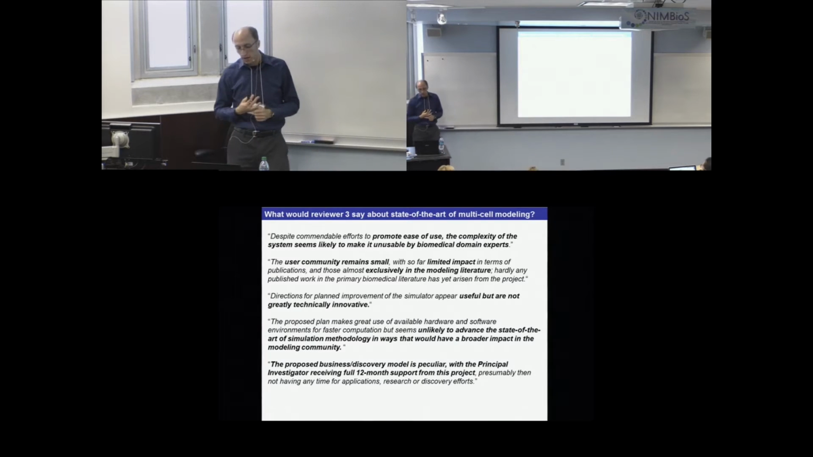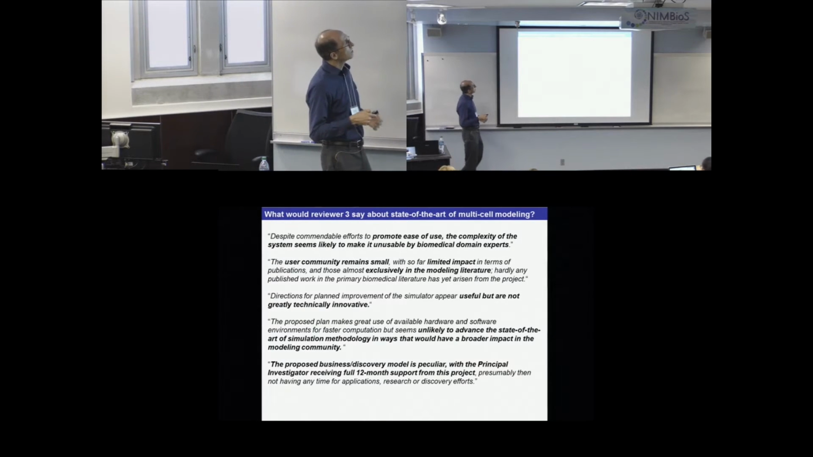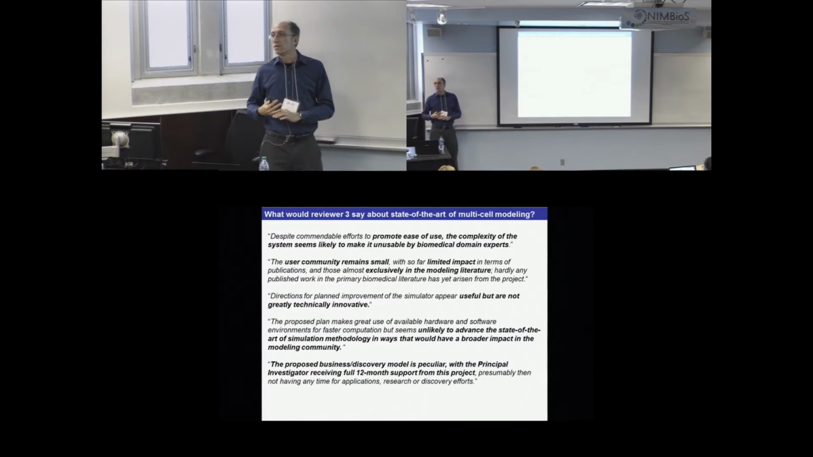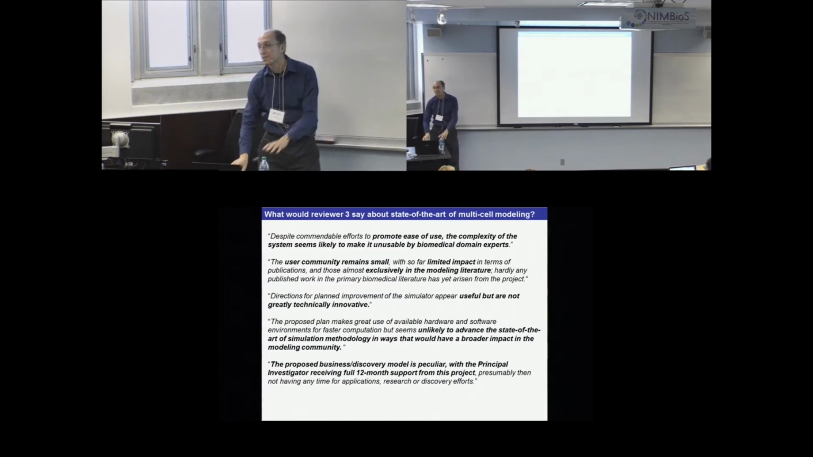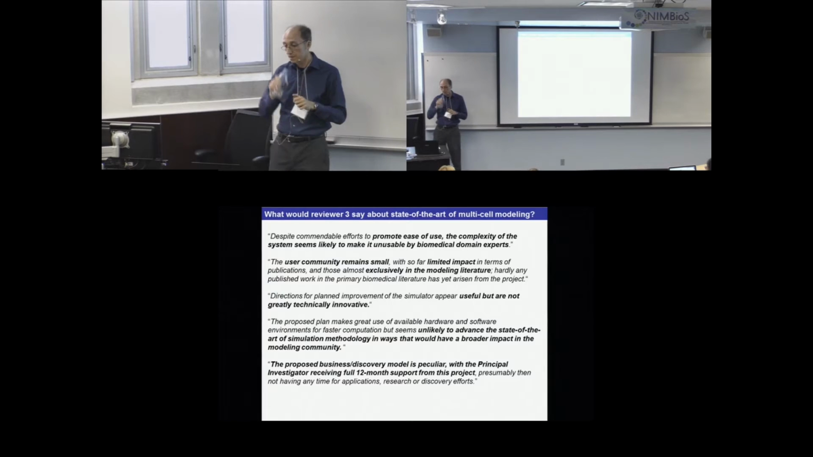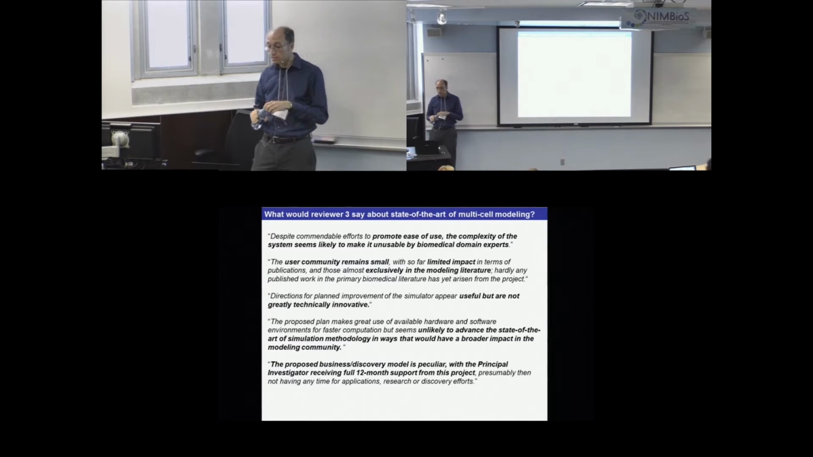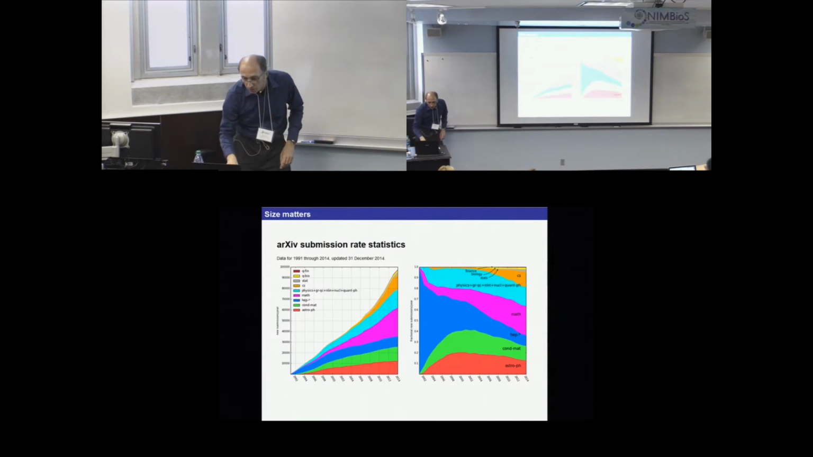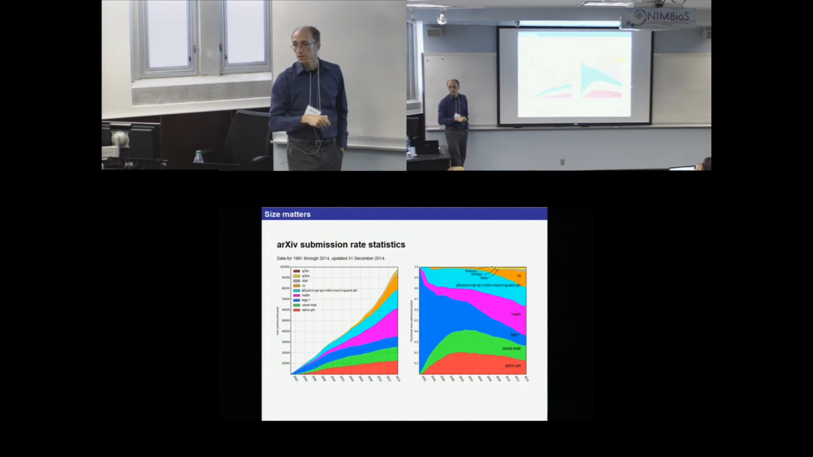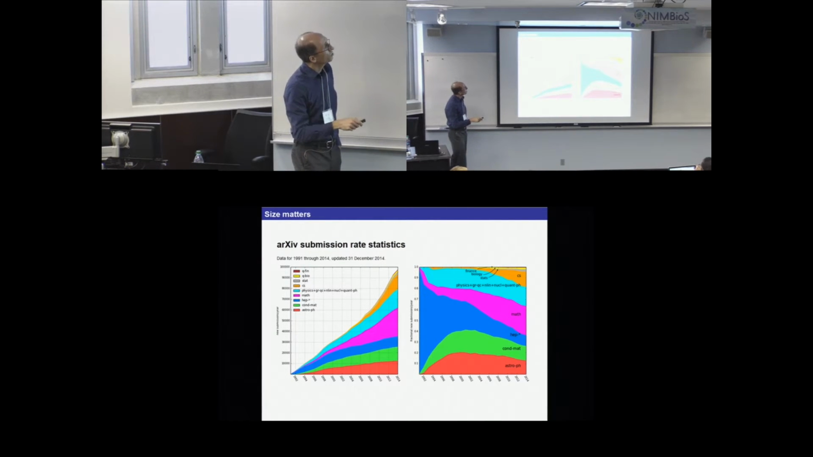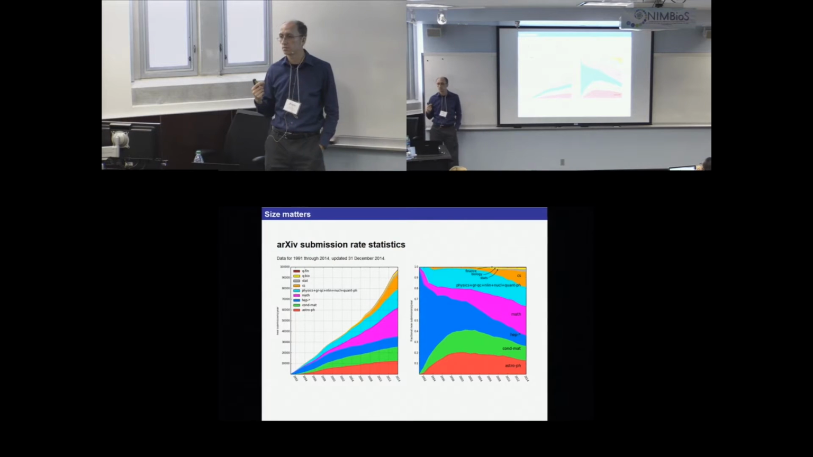CompuCell, we've been around for a while. We organize lots of workshops, and we are still considered very small. But it's true that our community is small, and if I go to the next slide, and I will come back to the previous slide, this is the arXiv submission rate statistics. If we look at different fields, of course, arXiv is dominated by physicists or mathematicians. But if you look, there is q-bio, and q-bio is this little tiny fragment here. So as a community, we are still small. And it's true.